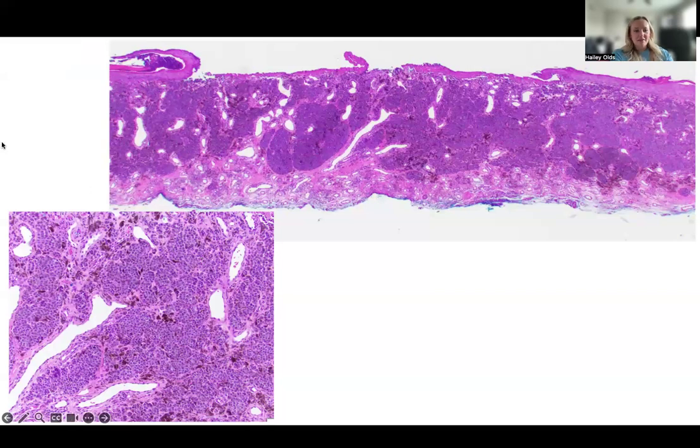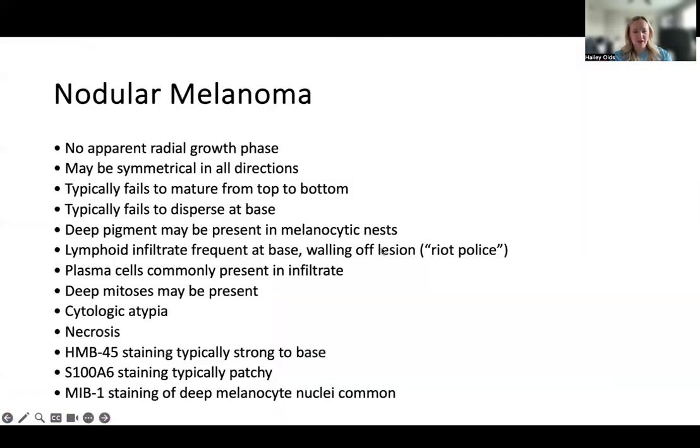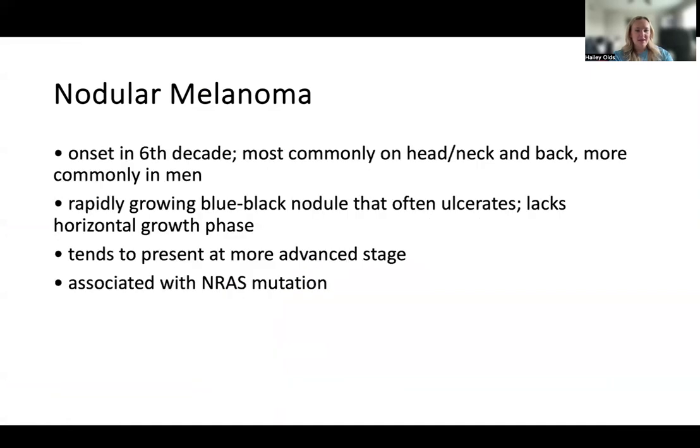Okay, this one, you're really just seeing big nodules of melanocytes that are atypical. So this is nodular melanoma. And this one is most associated with the NRAS mutation, so N for nodular or NRAS. And it's most commonly on the head and neck and back, and more common in men. And you get a rapidly growing blue-black nodule.